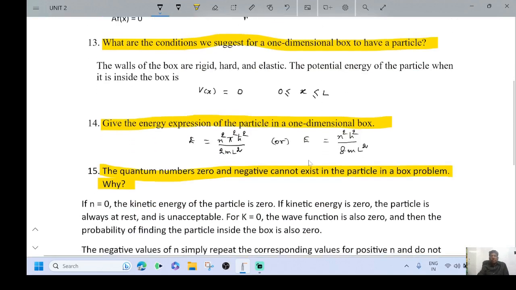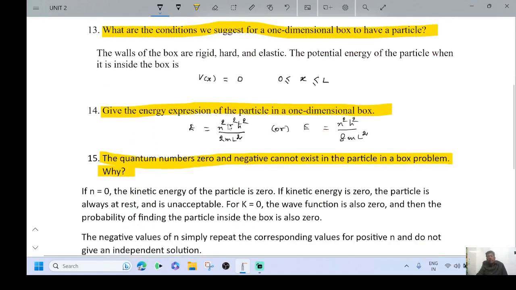Give the energy expression of the particle in a one-dimensional box of width L. E equal to n square pi square h cross square divided by 2 m L square, or E equal to n square h square divided by 8 m L square. Both are the same because h cross equals h by 2 pi. If you replace h cross square by h square divided by 4 pi square, we can get this relation.